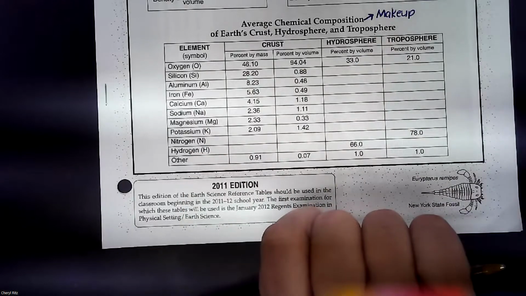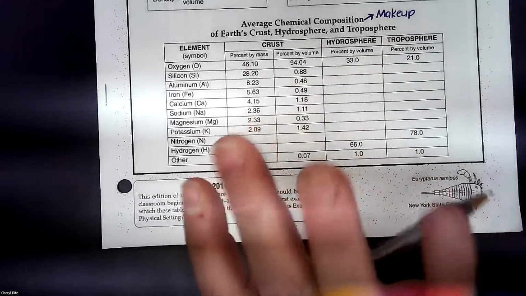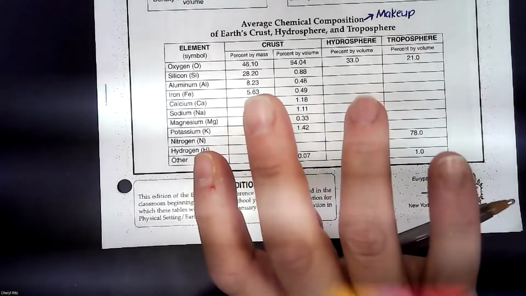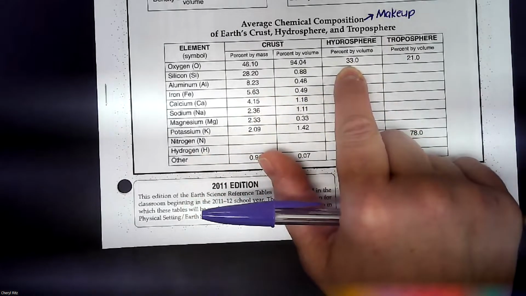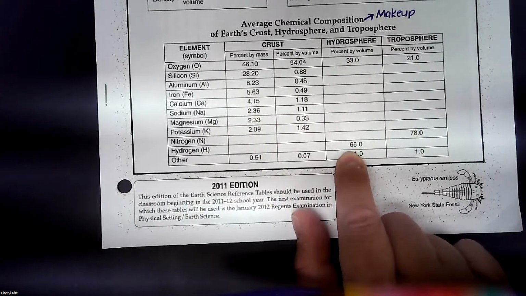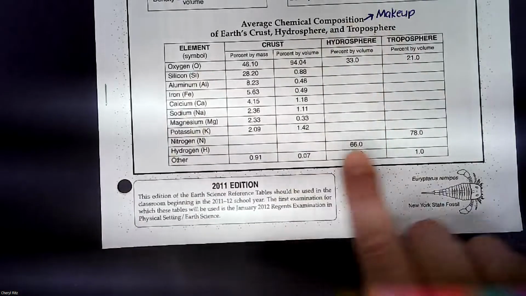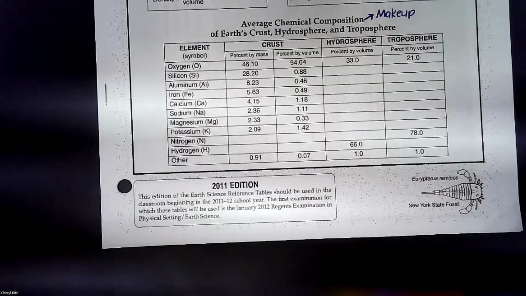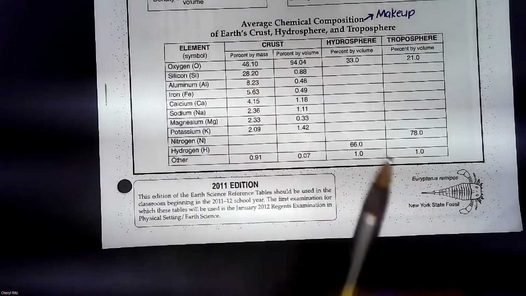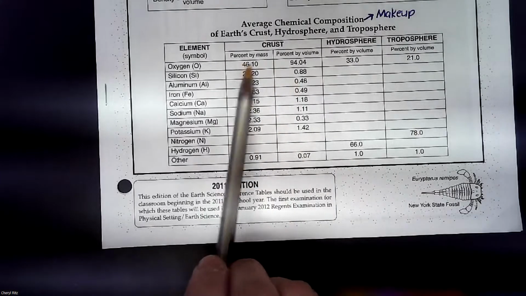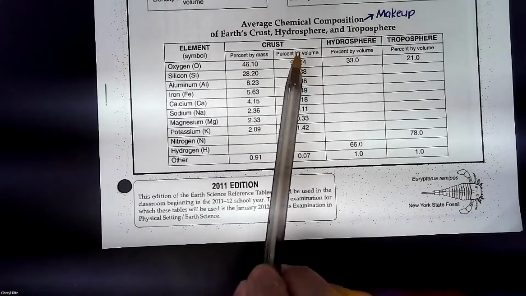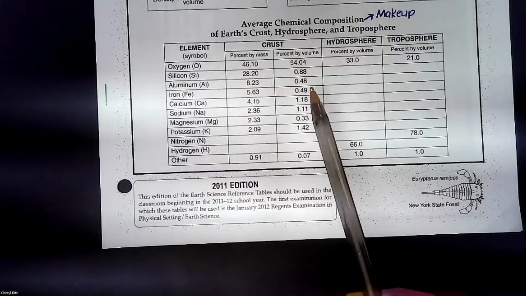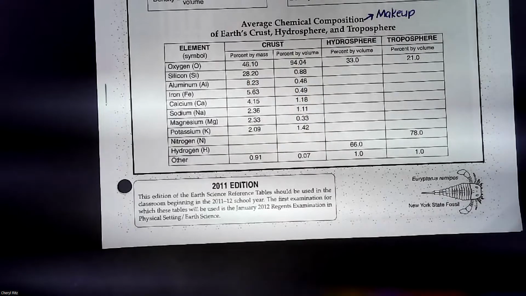In water, what's water made out of? What do you already know off the top of your head? Hydrogen and oxygen, H2O. Look at that. O is 33, H is 66. There are two H's, that's why it's double. And then there is a little bit of other stuff listed. So there's way more things in the crust. They list them two different ways, percent by mass and percent by volume. That's how much they weigh compared to how much space they take up.